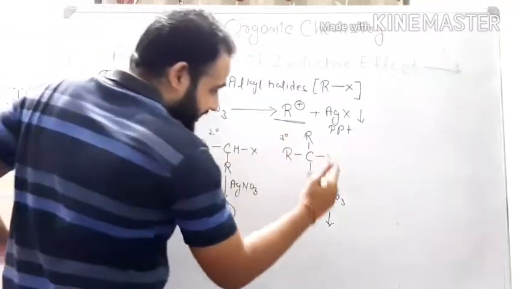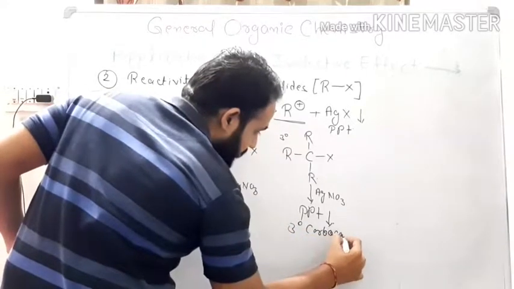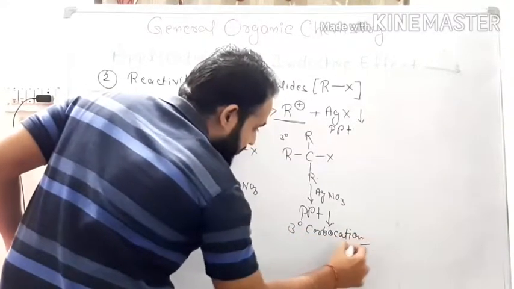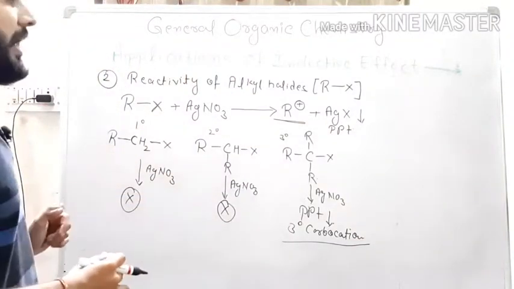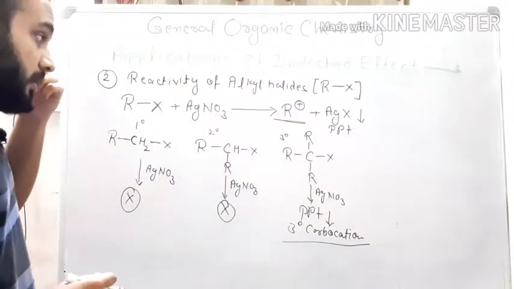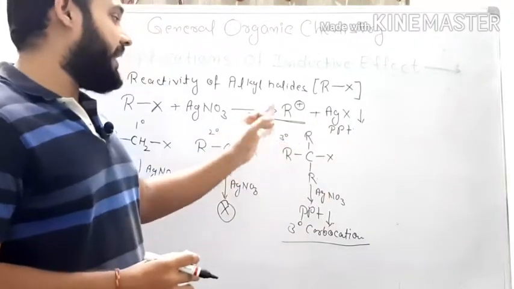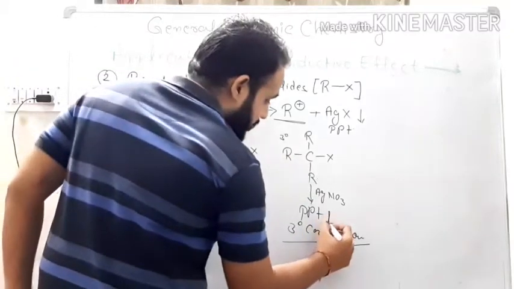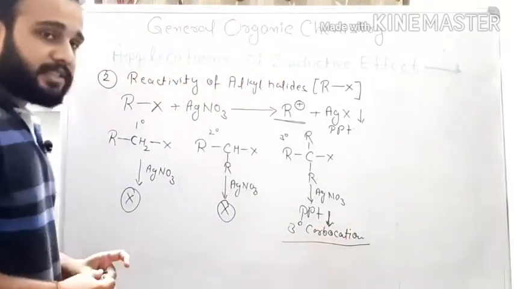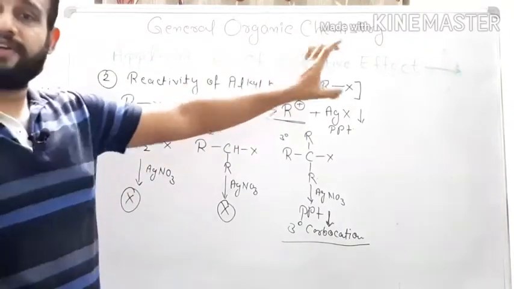So in this case we have a tertiary carbocation, which is a very stable carbocation compared to secondary and primary. They are not stable. Because here the R plus cation is stable, this tertiary alkyl halide will give this test, a precipitate is obtained. So now you can understand how we can explain the reactivity of alkyl halides on the basis of inductive effect.